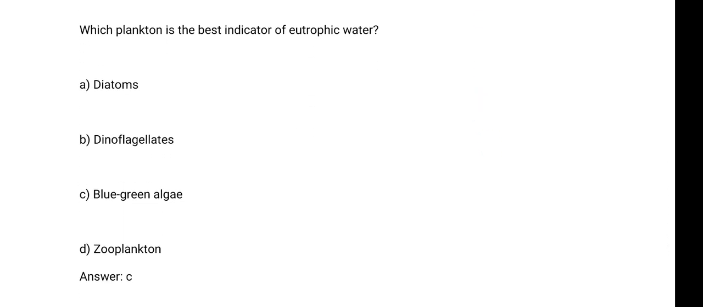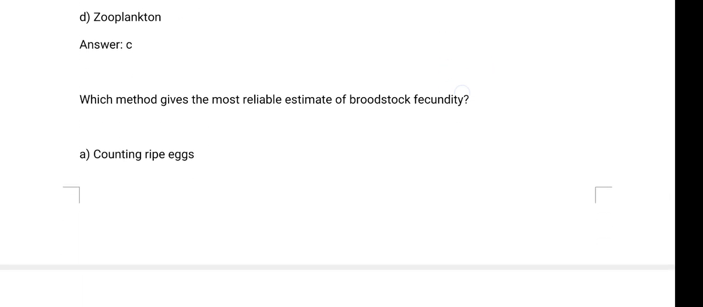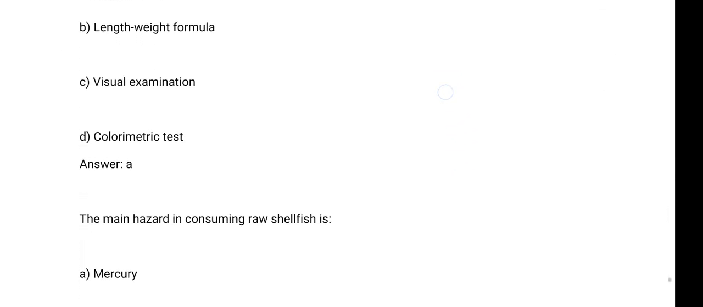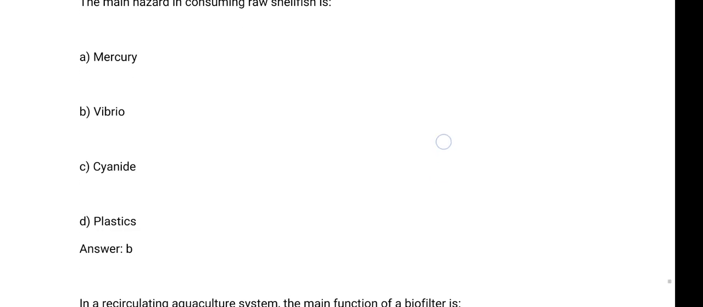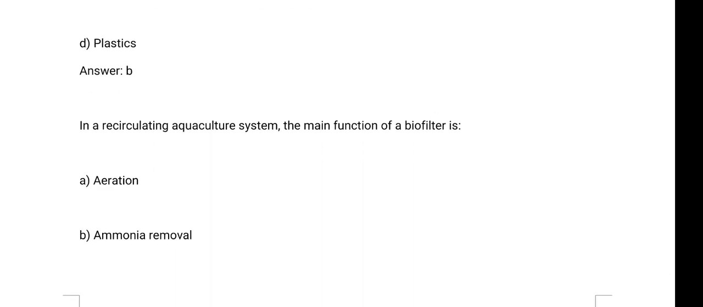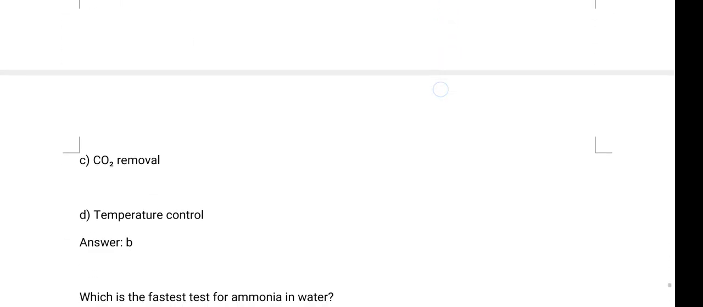Which plankton is the best indicator of eutrophic water? So it is blue-green algae. Which method gives the most reliable estimates of broodstock fecundity? So the correct answer is option A, counting ripe eggs. Main hazard in consuming raw shellfish is Vibrio. In a recirculating aquaculture system, the main function of biofilter is ammonia removal.